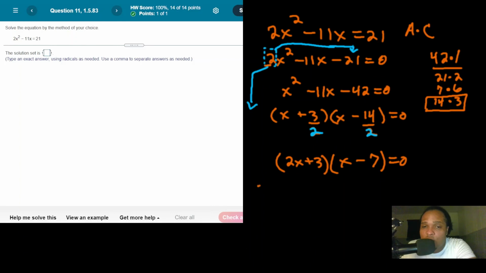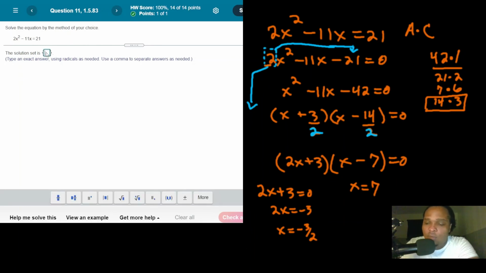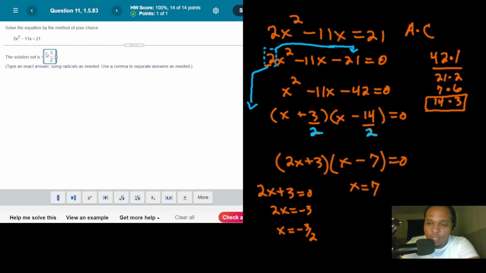We're going to have 2x plus 3 is equal to 0. Subtract 3 from both sides, you get 2x is equal to negative 3. Divide both sides by 2, you get x is equal to negative 3 over 2. And over here, you just get x equals 7. And we are done. So let's see, we have negative 3 over 2. And we have 7.